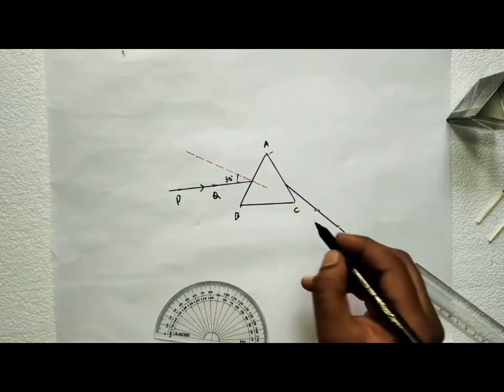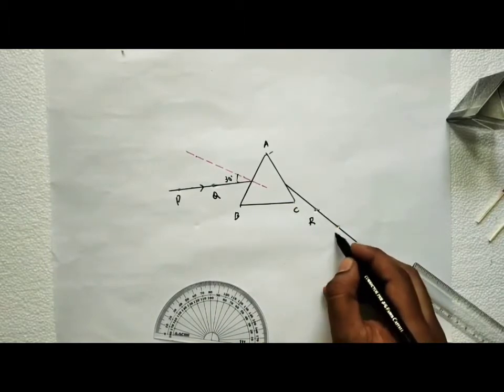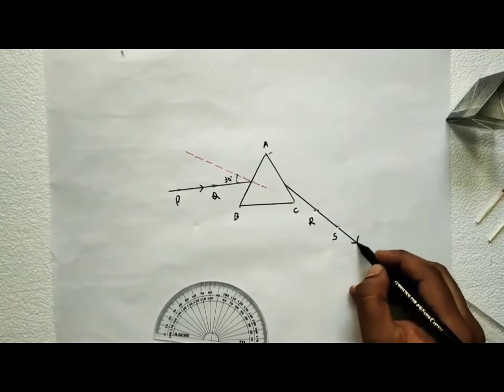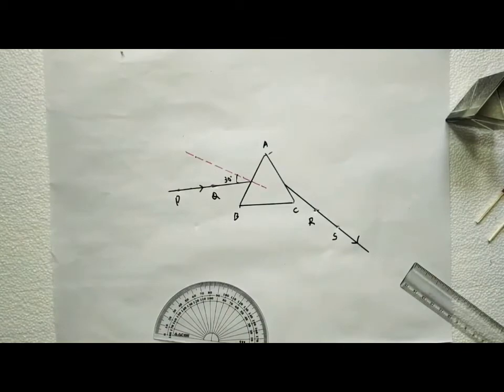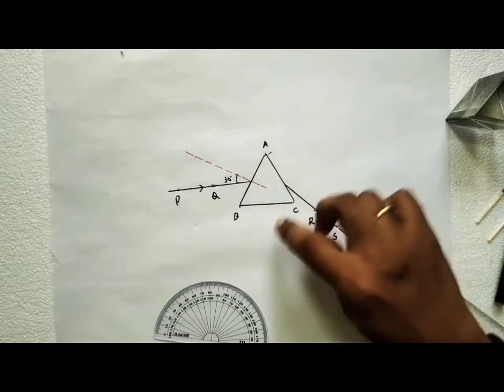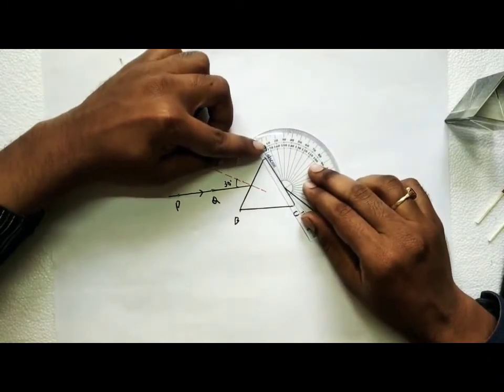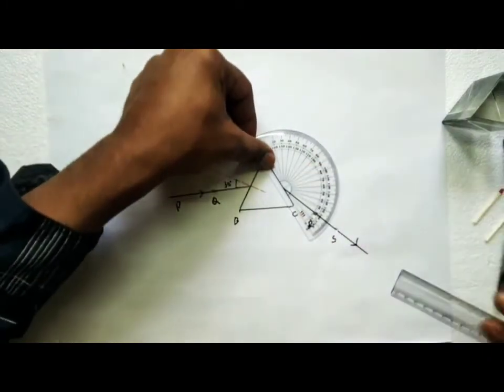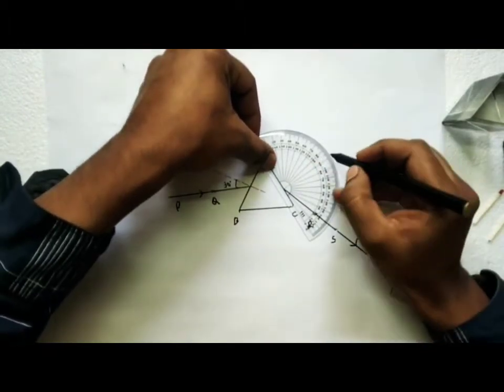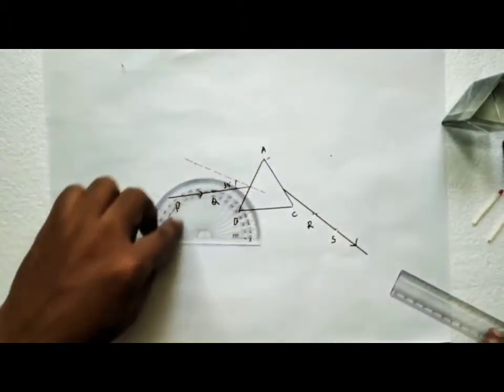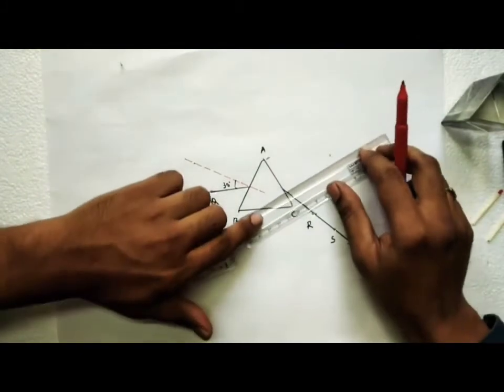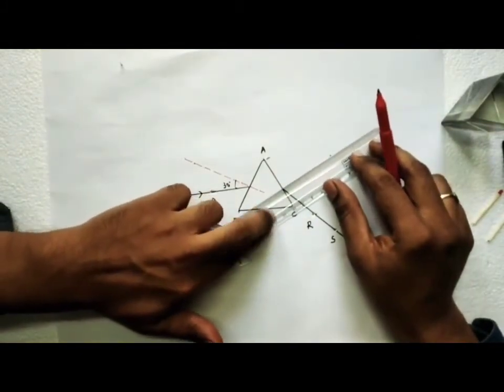Let me take the first two pins as P and Q. The second two pins are R and S, which are the images. Now this is the emergent ray. Now for finding out the angle at which the light ray has come out, the angle of emergence, I need to draw the normal first. So I am placing it exactly at the point where the emergent ray started, at 90 degrees. So we draw a normal now.